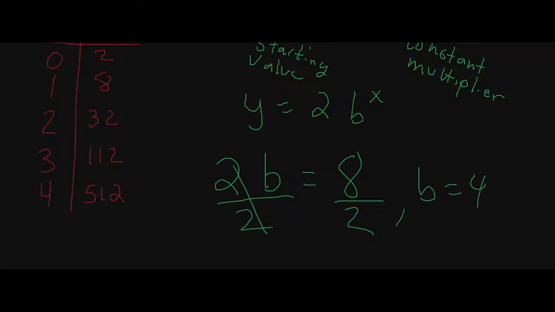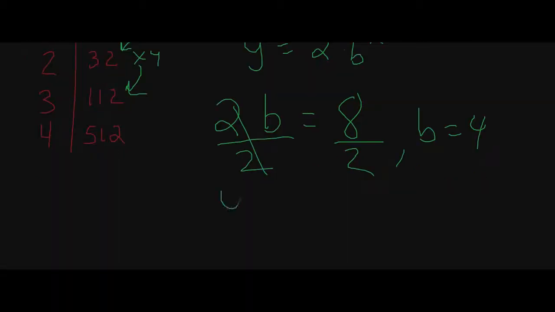Let's see if it makes sense. What's 2 times 4? Well, 2 times 4 is 8. Let me double check and make sure that's making sense. What's 8 times 4? 8 times 4 is 32. Well, what's 32 times 4? That's 128. So as you can see, I'm basically multiplying by 4 across every time, and I started off at 2 when x was 0. So now I know that my equation for this table is going to be y is equal to 2 times 4 raised to the x.